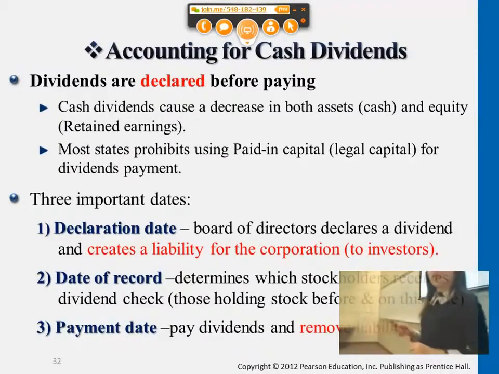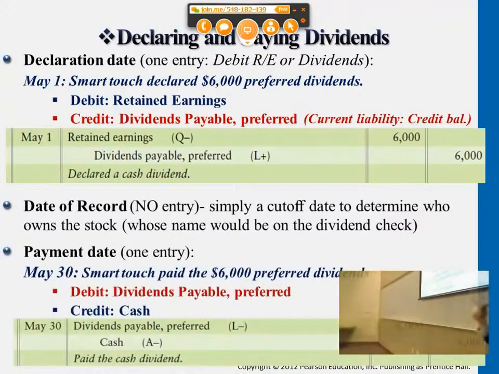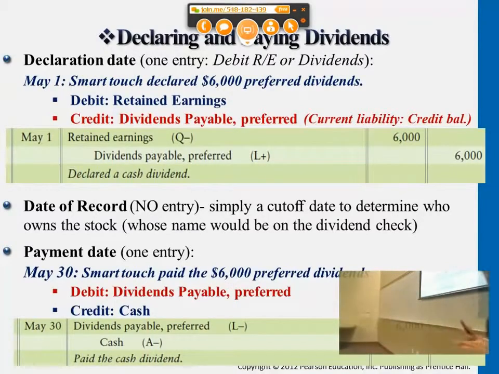So on declaration dates, the journal entry will look like this. There are really just two entries, even though there are three dates related to dividends. On the first date, the company declares the dividends. They haven't actually given away the cash dividends, they just declare it. Then we record and reduce the retained earnings, and dividends payable will be credited.